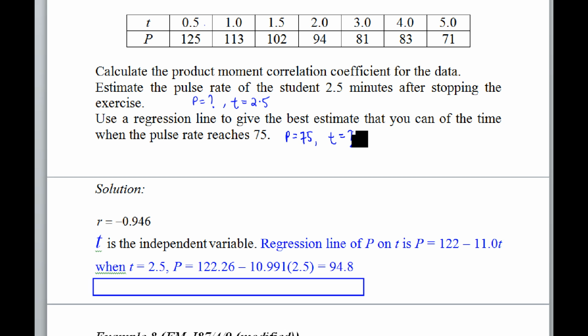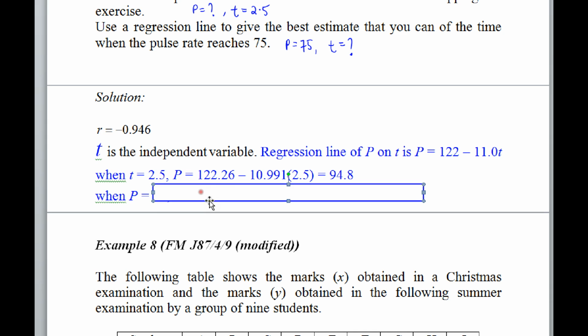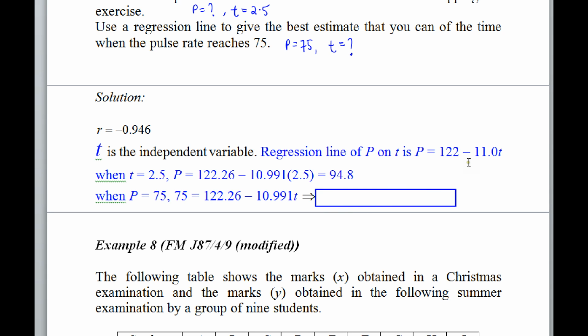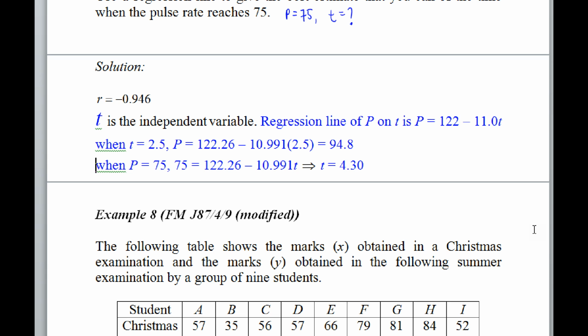Then you change P to 75 to find the value of T. You just change P to 75, then solve, which is just pure arithmetic, and you get T. We're going to contrast this with example 8 later, because for this one, you just use one regression line, no big deal, done. Alright?